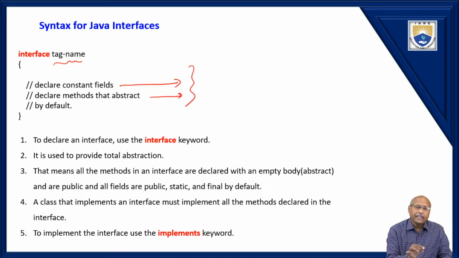So this is the combination of an interface entity. Whenever you want to write an interface, you can write a set of attributes and a set of methods. Methods are abstract and attributes are final. To declare an interface, we have to use a keyword called the interface keyword. It is used to provide total abstraction, or it is a pure abstraction.